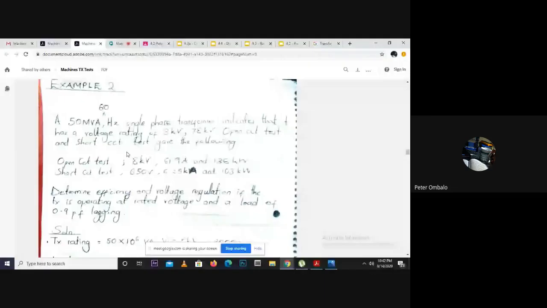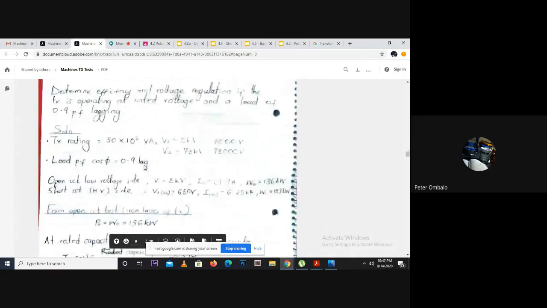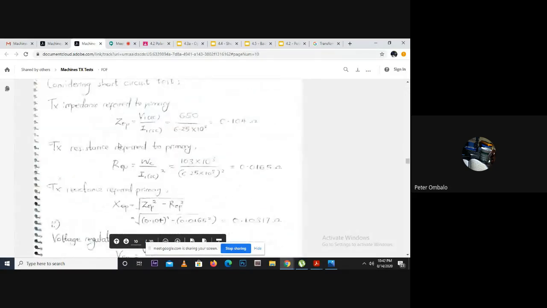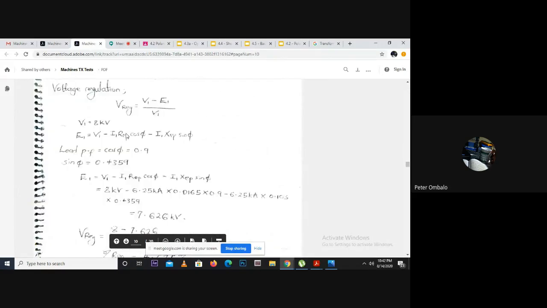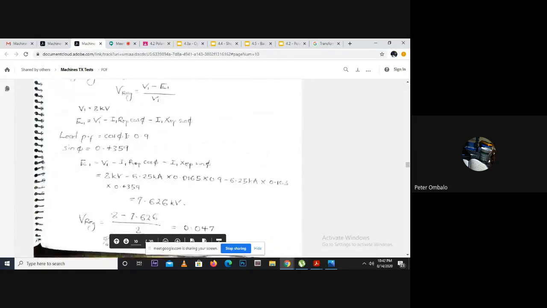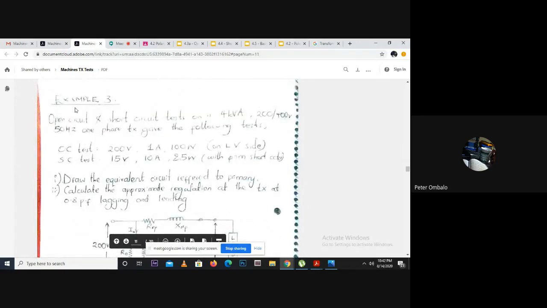The short circuit test we said is conducted on the high voltage side. It can be conducted on the low voltage side, but it's conducted on the high voltage side because of the constraints of the meters. So this is a case where they conducted a short circuit test on the low voltage side. So it's a bit confusing. I'd want us to go through example 3 first, and perhaps if we get time, we can come back to this one. But it's just the same. So you can go through it later on if we don't find the time, but if we do, we'll come back to it.